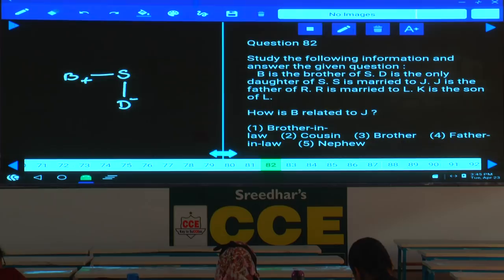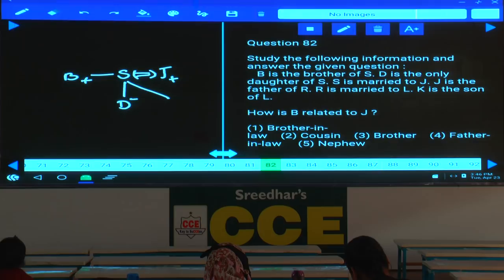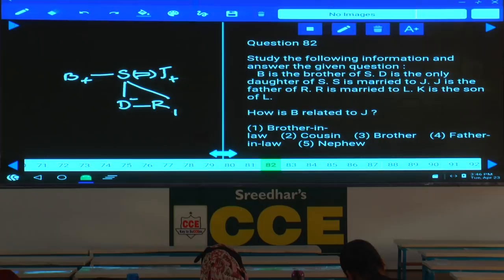S is married to J. S and J are a married couple. And J is the father of R. Now J is the father of R. That means D and R are the children of S and J, isn't it? As D is the only daughter, hence R must be a male. J is a male and J is married to S, so S is a female.